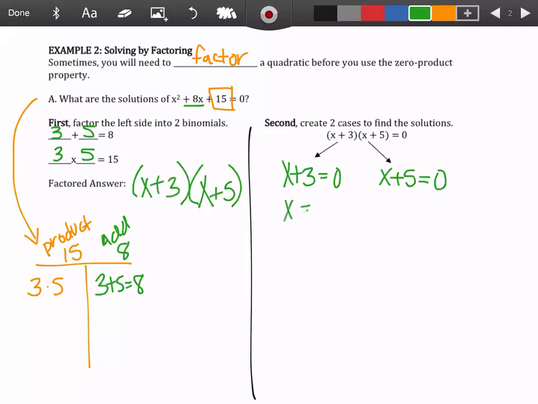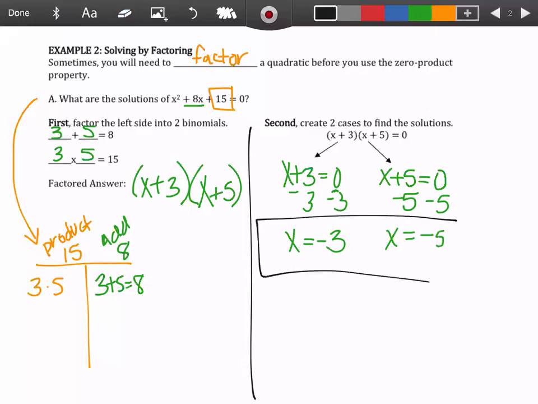So x is equal to, if we balance this equation to get x by itself, we subtract 3. So we have x is equal to -3. Do the same thing with x plus 5, subtract 5 to balance it. x is equal to -5. So those are our two solutions there.